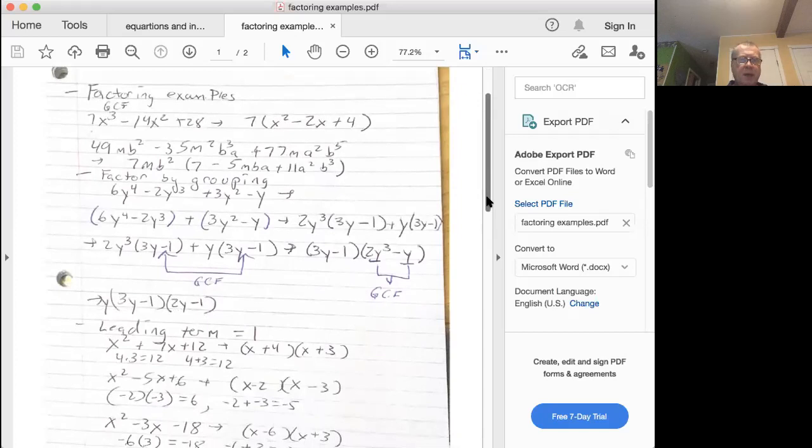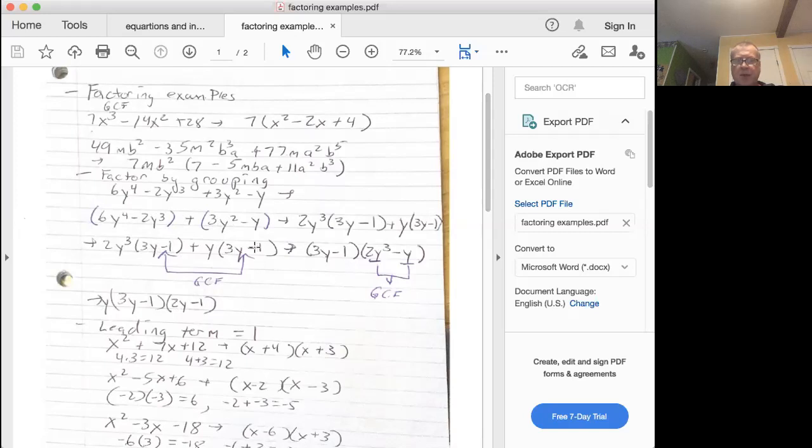Factoring by grouping basically uses four terms. We group the first two terms together and the last two terms together, just like we have here. And then we see what we can factor out. In the first two terms, we can factor a 2y to the third out. That gives us 3y minus 1. In the next two terms, we can factor at least a y out. So we factor that out, and that gives us 3y minus 1.